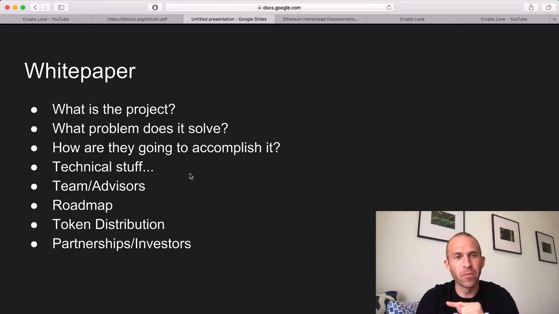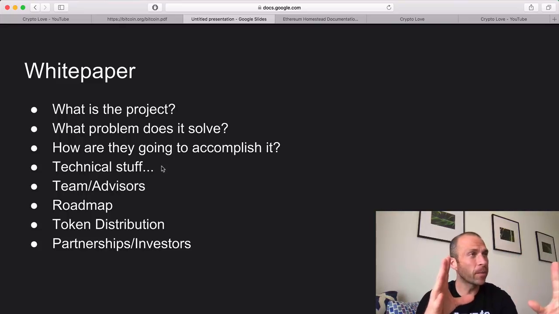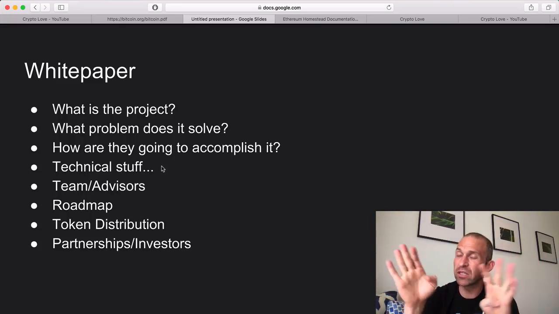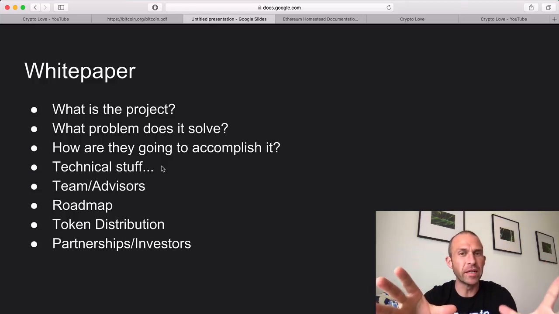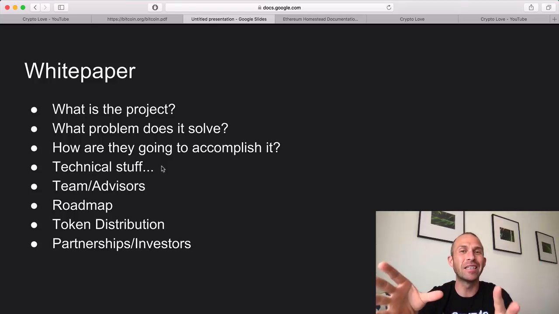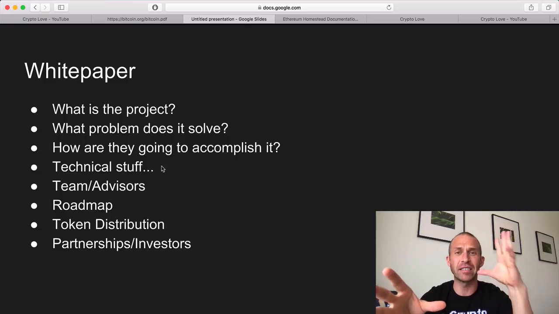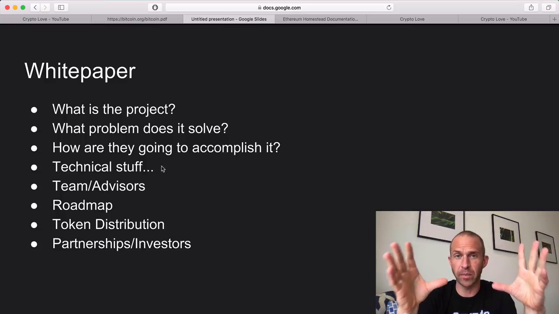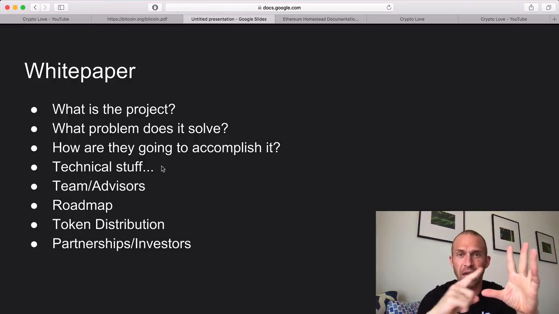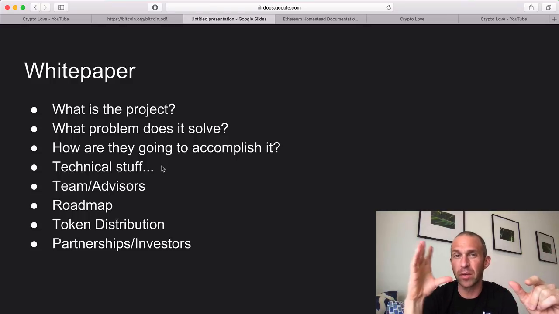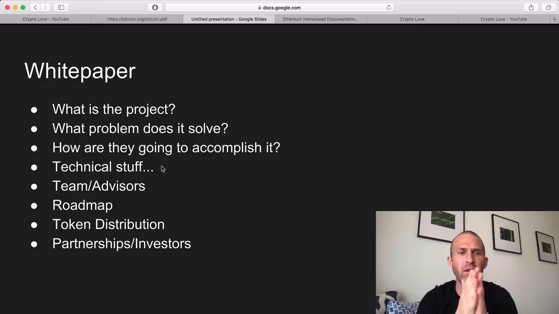Then in the white paper, technical stuff. Now some white papers have a lot of technical stuff. Some white papers have no technical stuff. The more white papers you read, the more you'll learn if they actually need the technical mumbo jumbo. And some even have a technical and a non-technical white paper. So the technical one, a lot of people want to know the ins and outs of everything, how it's going to work, everything. Some people don't. So figure out where you are.